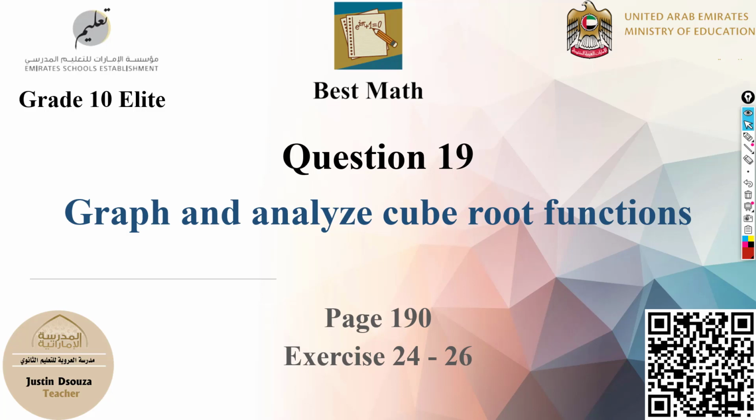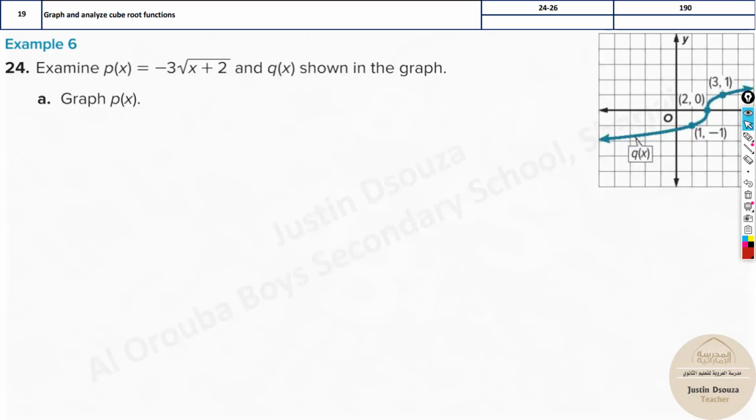Question number 19 is to graph and analyze cube root functions. It's not only cube root, there is square root as well. Now here they have given a graph already. The graph is given, q of x. This is the q of x graph shown, and examine this particular graph.